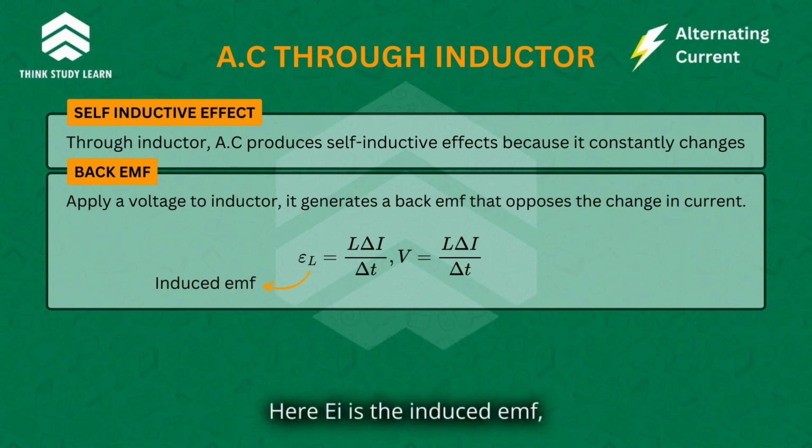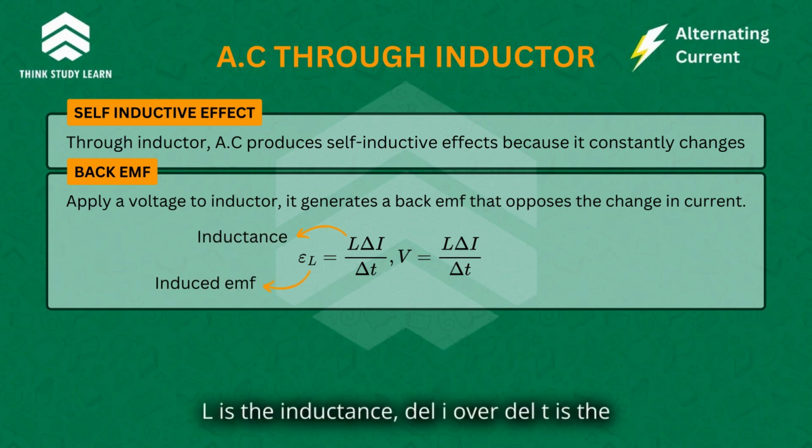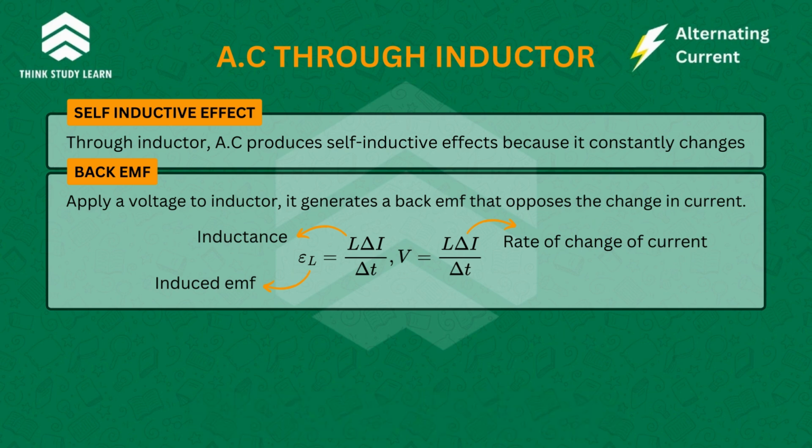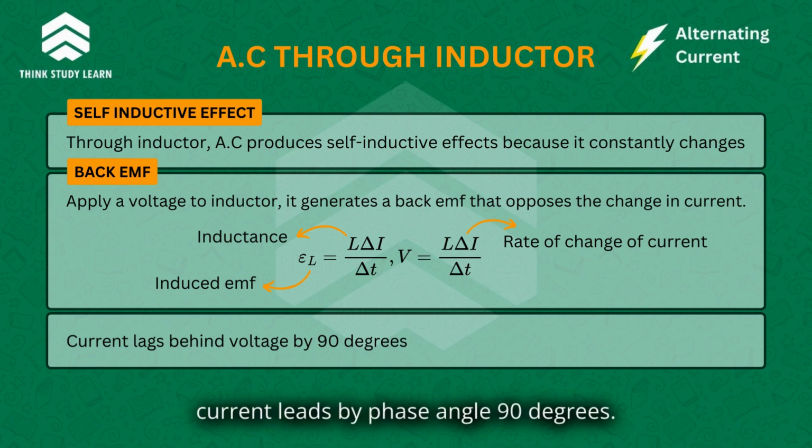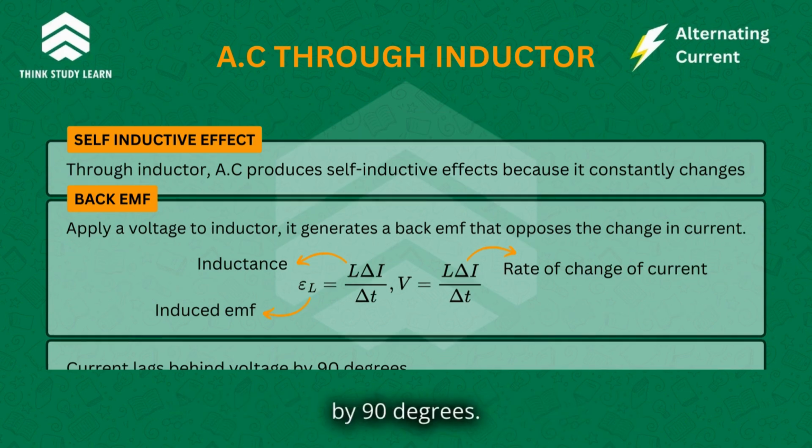Here EI is the induced EMF, L is the inductance, del I over del t is the rate of change of current. We stated that in a capacitor, current leads by phase angle 90 degrees, but in the case of an inductor, the current reaches its peak value after the voltage does. This means current lags behind the voltage by 90 degrees.